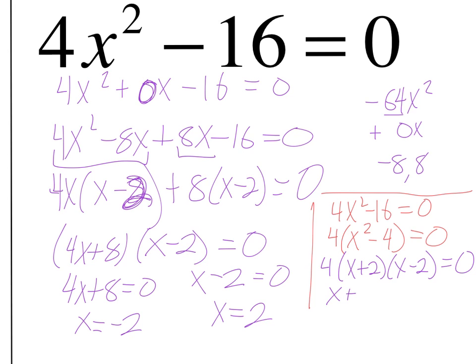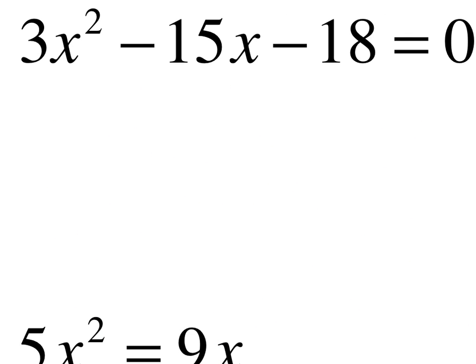In other words, x plus 2 is equal to 0, x equals negative 2, and x minus 2 is equal to 0, or x is equal to 2. We're going to be factoring again. I'm going to do the same process, so I'm going to do 3x squared times negative 18, looking for things that multiply to negative 54, x squared, and add up to negative 15.